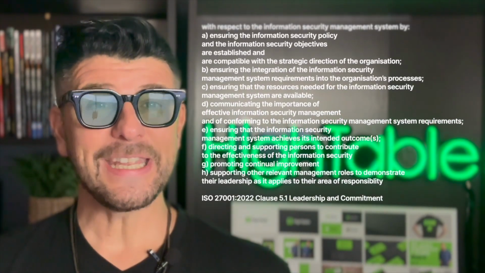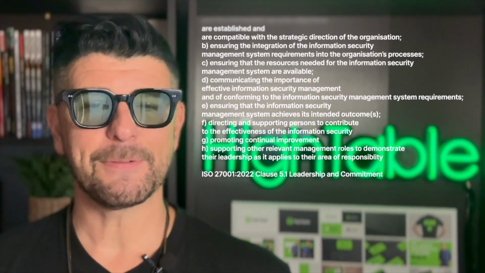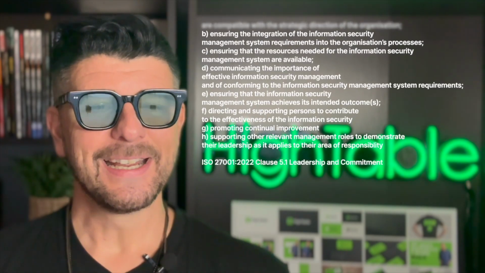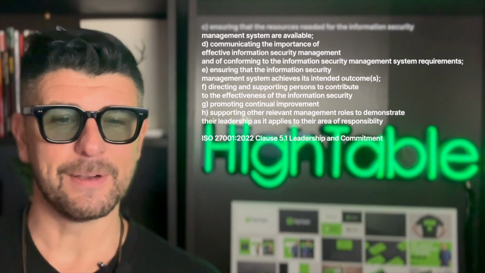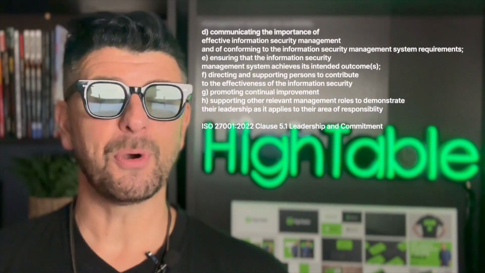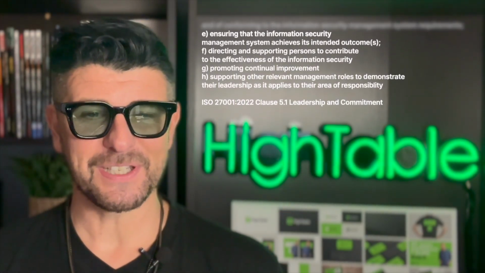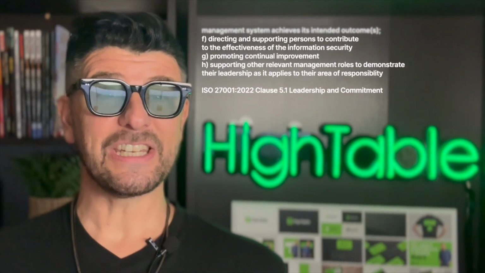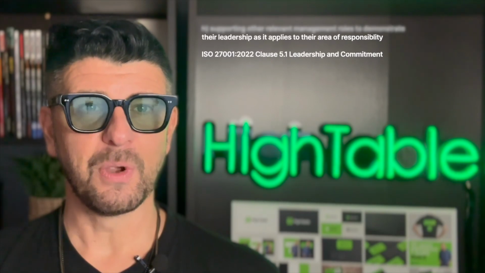Number 4, communicating the importance of effective information security management and of conforming to the information security management system requirements. Number 5, ensuring that the information security management system achieves its intended outcomes. Number 6, directing and supporting persons to contribute to the effectiveness of the information security management system. Number 7, promoting continual improvement. And number 8, supporting other relevant management roles to demonstrate their leadership as it applies to their role and information security. That is ISO 27001 Clause 5.1.